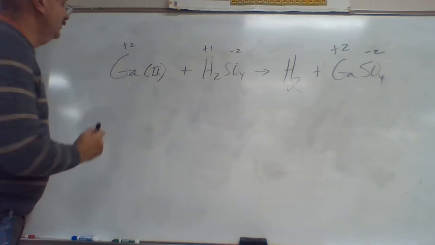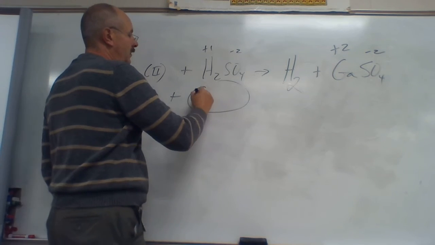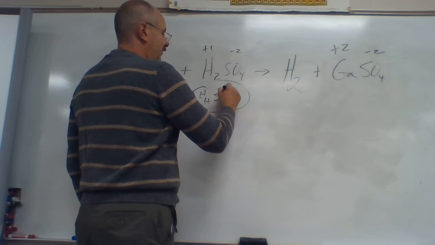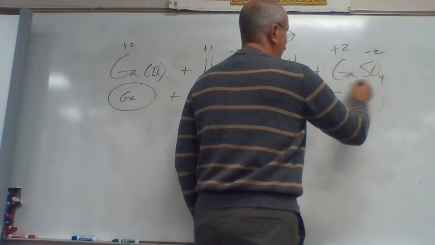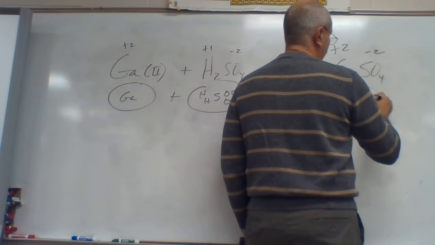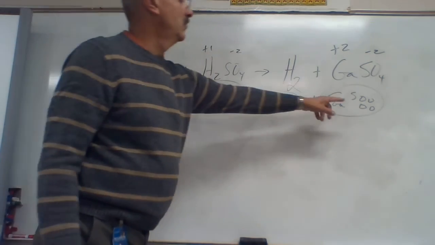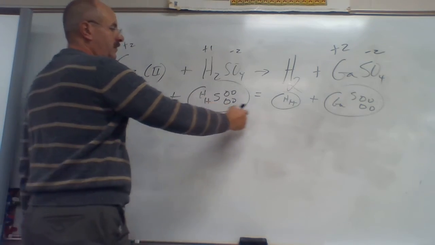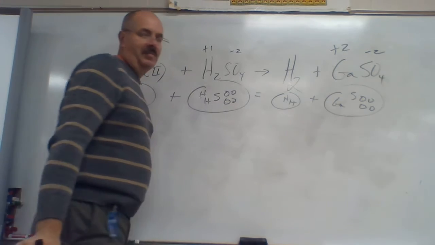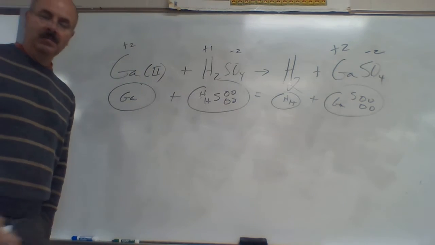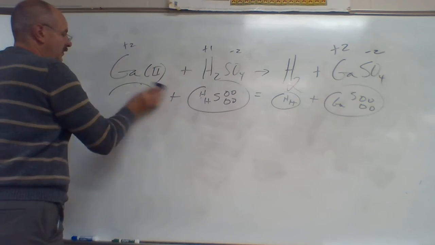All right, now I have to balance it. So I go back and go, there's 1 Ga plus 2 H's and S and 4 O's, and that's equal to 2 H's plus a Ga, S, and 4 O's. So I got 1 Ga, 1 Ga, 1 S, 1 S, 2 H's, 2 H's, 4 O's, 4 O's. Oh, that one's balanced just the way it sits also. All right, that takes us on to the next one for single replacement.